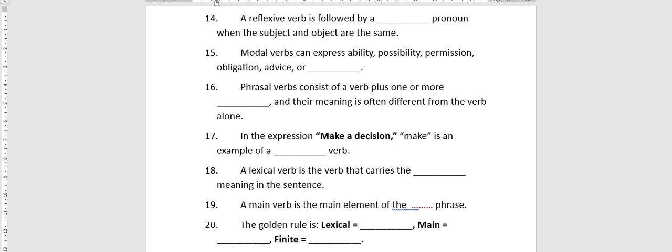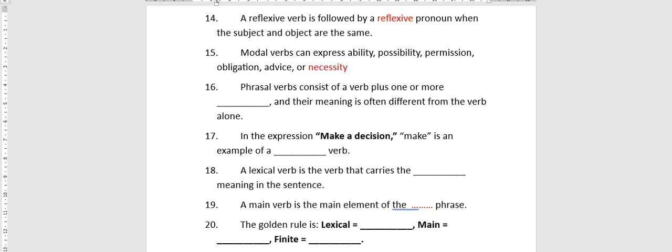Number 14. A reflexive verb is followed by a reflexive pronoun when the subject and the object are the same. Okay, 15. Modal verbs can express ability, possibility, permission, obligation, advice, or necessity, ضرورة.